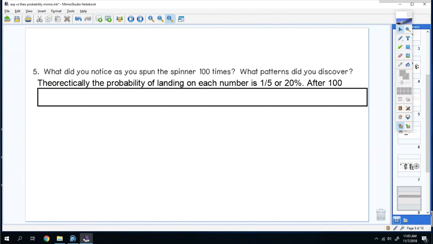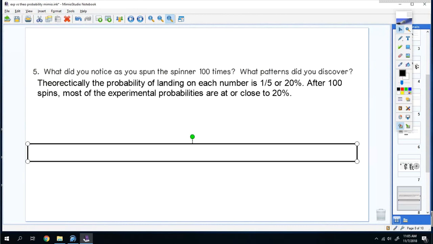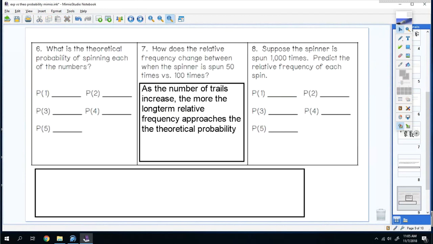Well, it says the theoretical probability of landing on each number is 1/5, and we'll talk about that on the next slide, or 20%. After 100 spins, most of the experimental probabilities are at or close to 20% or 1/5. And we actually had 3 of them which were really close to a probability of 1/5. So it says, what's the theoretical probability of spinning each of the numbers? So the probability of 1 is 1/5. All of these are 1/5.